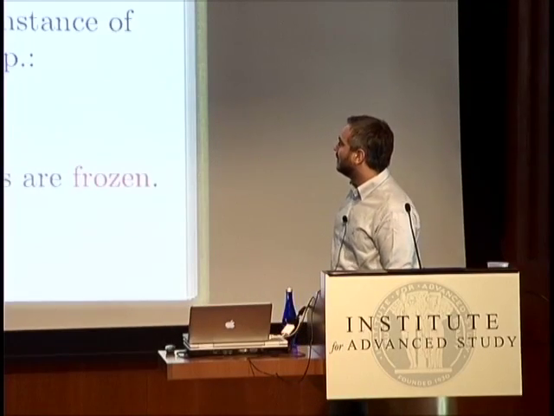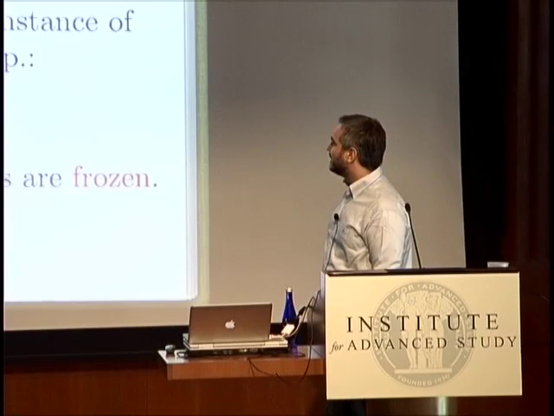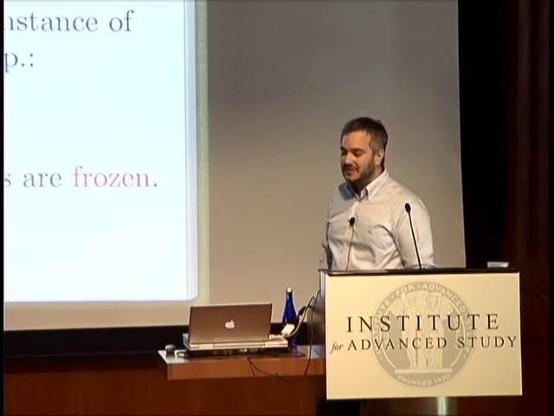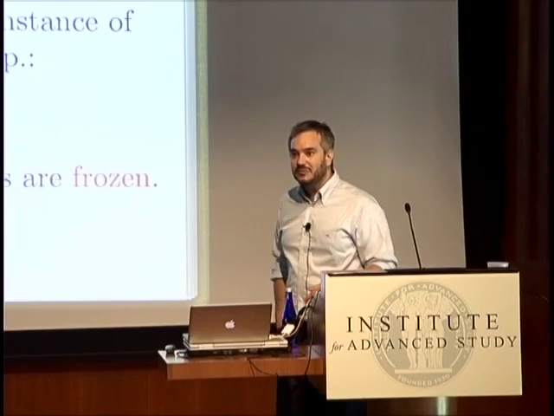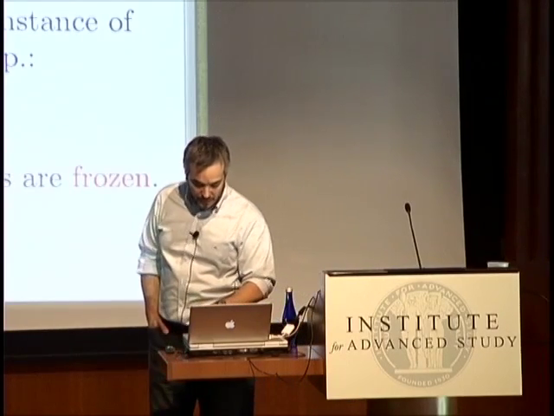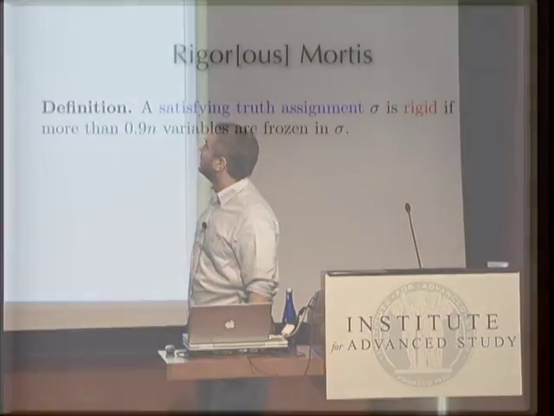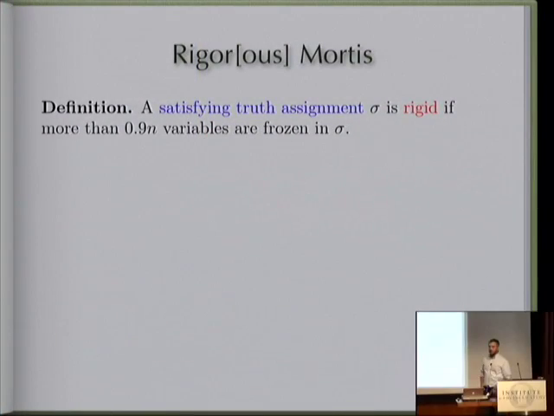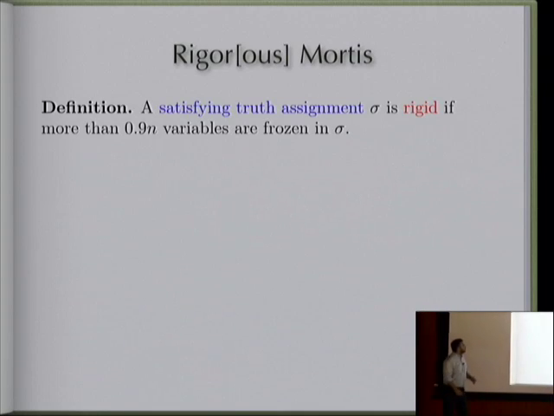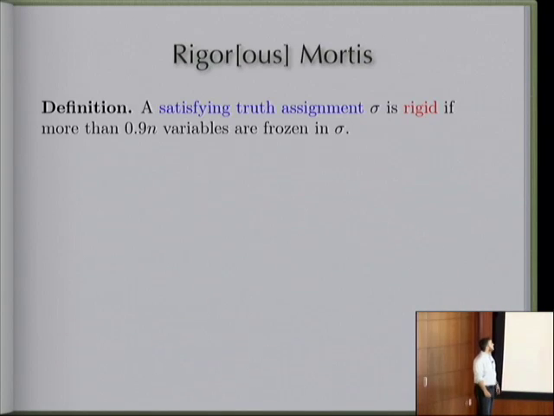I'd like to give some idea of how we prove these results, not for the sake of the proofs themselves, but because there is a technical enablement for these proofs that I think might be useful in other contexts. So let me first describe a weaker result that we had before this. In a general k-CNF formula, let me say that a satisfying truth assignment sigma is rigid if more than 90% of the variables are frozen.